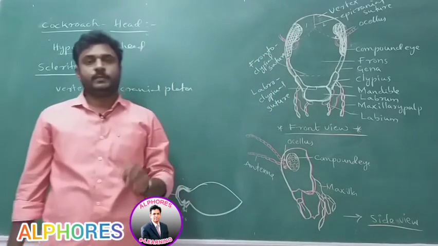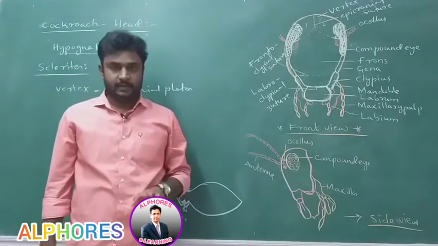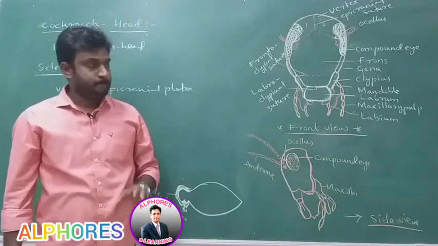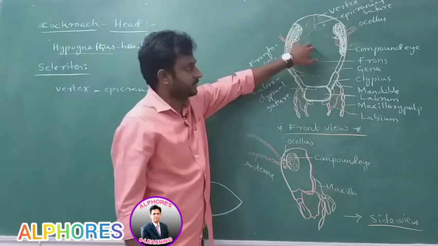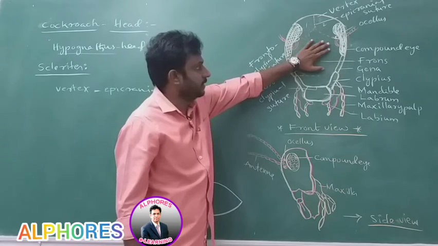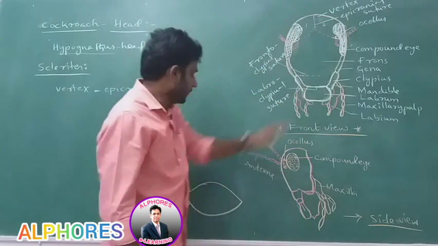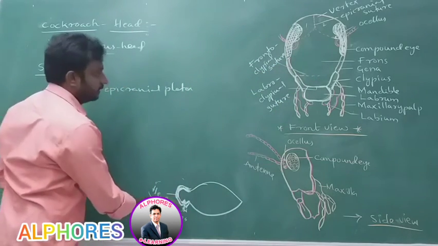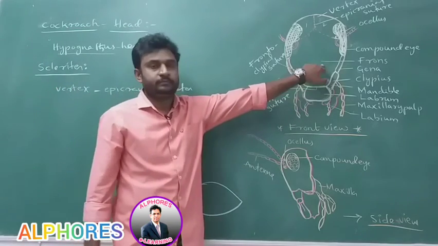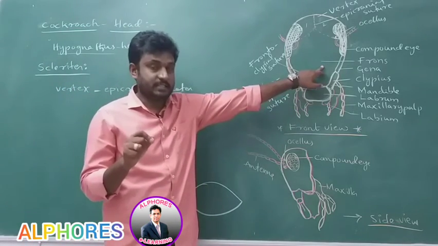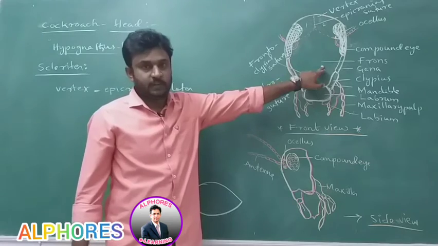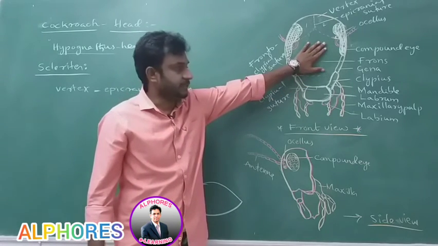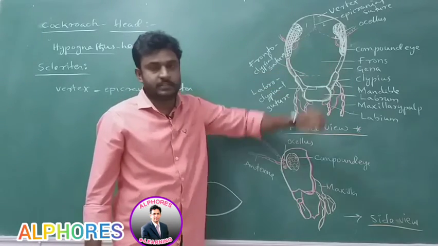So this is the first plate or first segment of the head. Next, just below the vertex, there is a large part of the head which is called frons. Frons is the largest segment of the head.